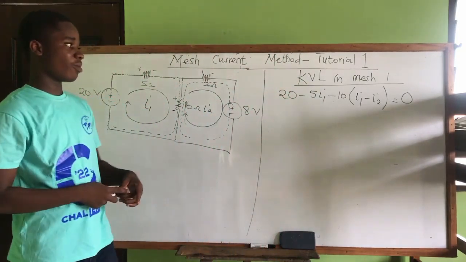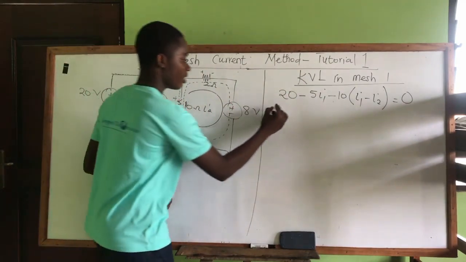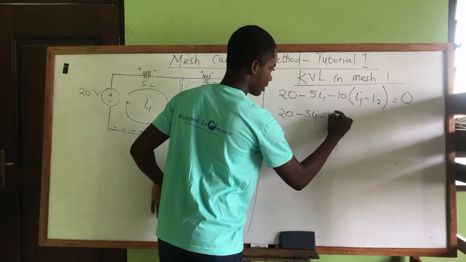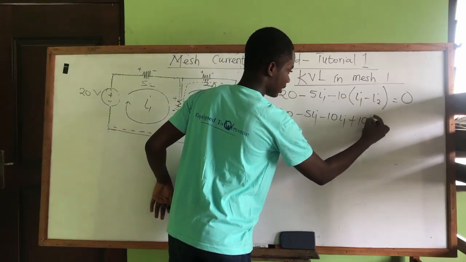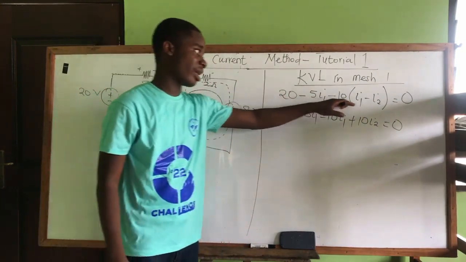KVL. The algebraic sum of voltages is equal to 0. So I have 20 minus 5I1 minus 10I1 plus 10I2, giving us 0. We are just expanding this. We are expanding the bracket.